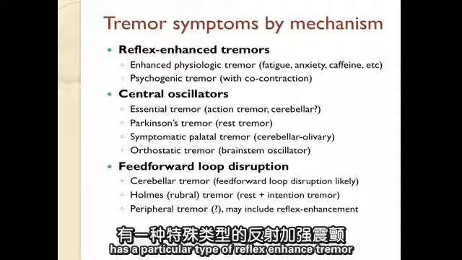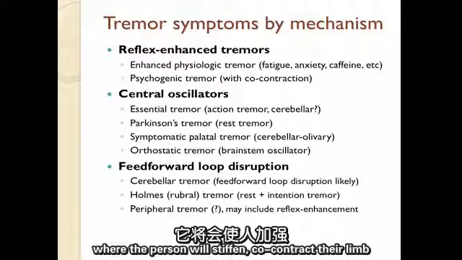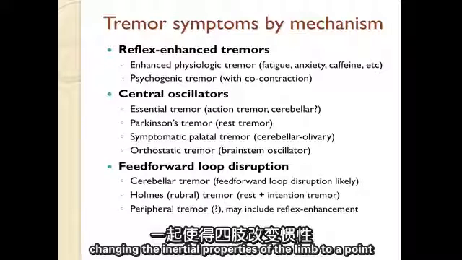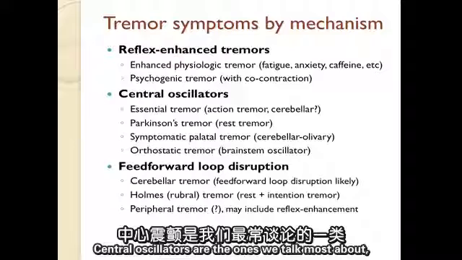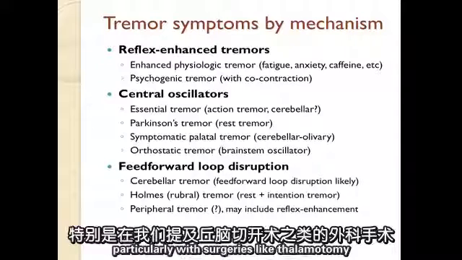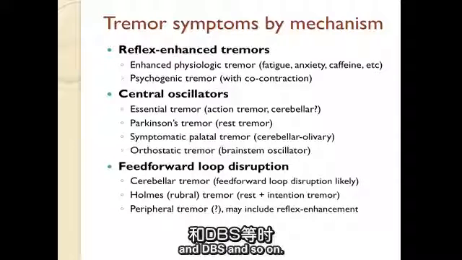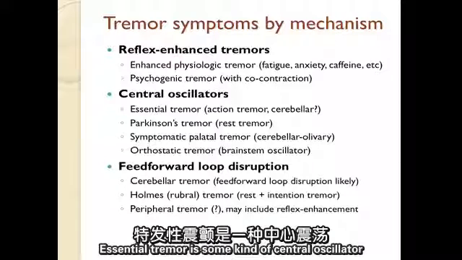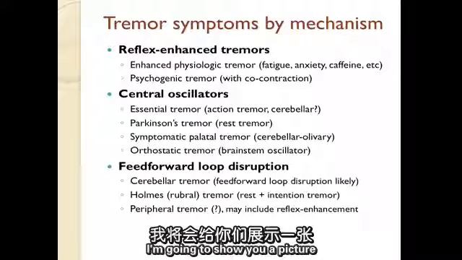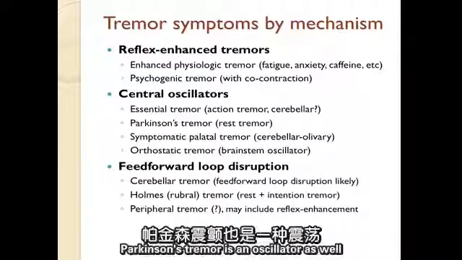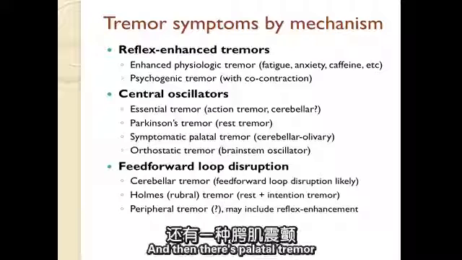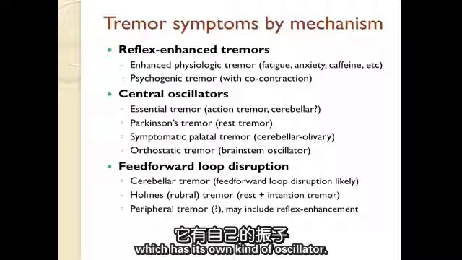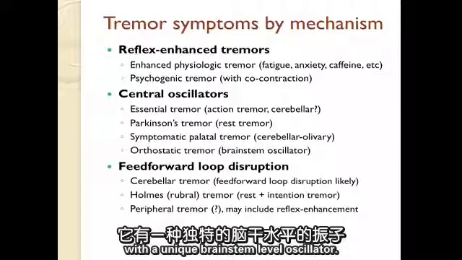Psychogenic tremor has a particular type of reflex-enhanced tremor where the person will stiffen, co-contract their limb, changing the inertial properties of the limb to a point to characteristically reinforce the resonant frequency of that limb. Central oscillators are the ones we talk most about, particularly with surgeries like thalamotomy and DBS and so on. Essential tremor is some kind of central oscillator. I'm going to show you a picture of the presumed oscillating circuit. Parkinson's tremor is an oscillator as well of central origin causing rest tremor. And then there's palatal tremor, which has its own kind of oscillator, and an orthostatic tremor with a unique brainstem level oscillator.